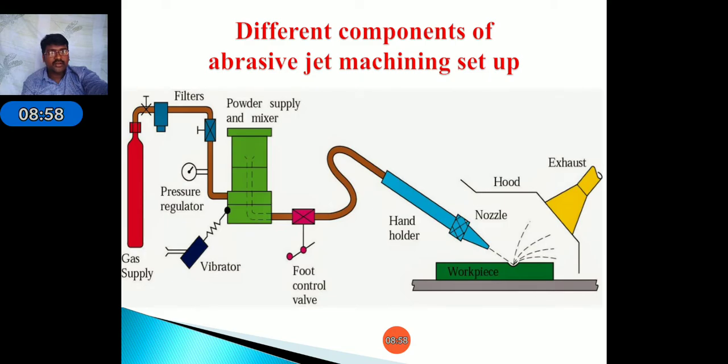It is another representation of AJM. It is the gas supply, then the filter. Next, the pressure regulator valve. After that, here is the mixing chamber of abrasive particles and compressed air. From here, the foot control valve, which is used to operate the valve. Next, from here the air and abrasive mixture comes to here. From here to the nozzle. At the output of the nozzle, the high pressure energy is converted into kinetic energy. It is the workflow.